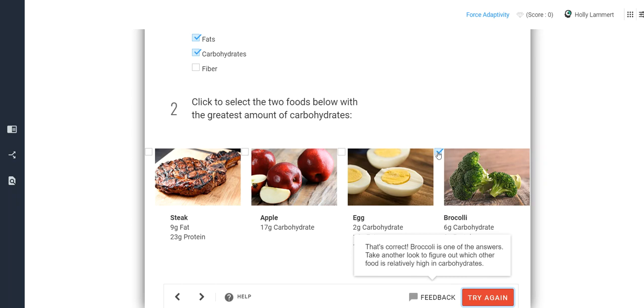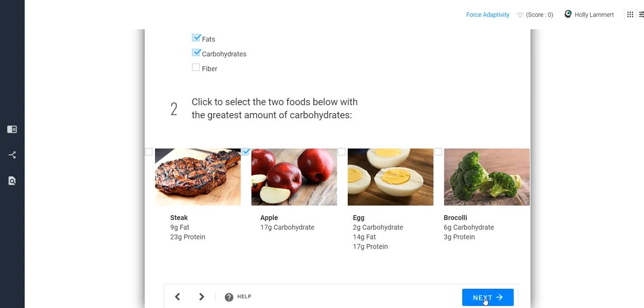How did we get this wrong? Oh my gosh, apples. I totally overlooked apples as a high source of carbohydrates. All right, here we go.